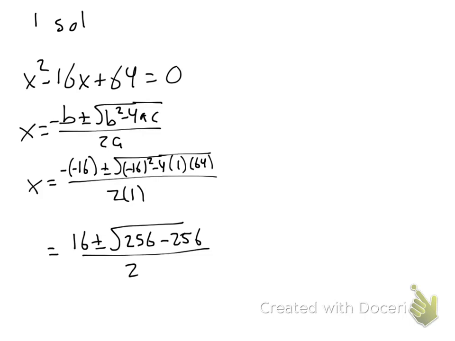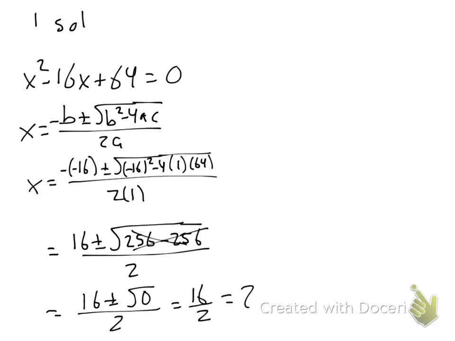Ooh, interesting. So if you think about it, these will disappear. They'll be gone, and it goes to 0. So I'll get 16 plus or minus the square root of 0 all over 2. But what's the square root of 0? The square root of 0 is 0. So you get 16 over 2, because a plus or minus nothing doesn't do anything, and you get one answer of 8. So that's what's going to happen.